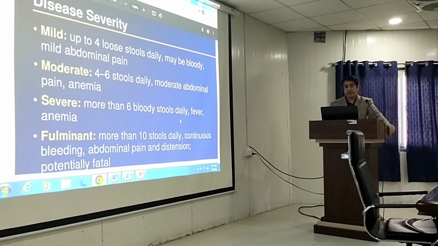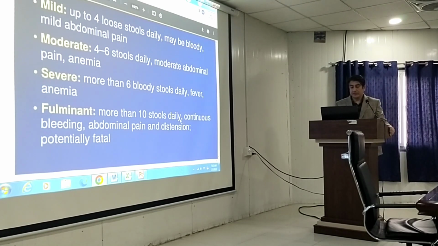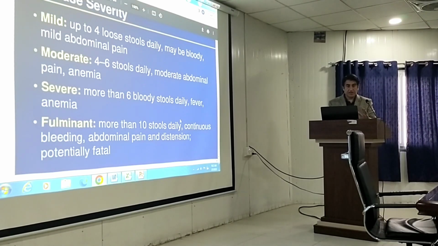In mild disease, there are up to 4 loose stools per day, which may be bloody, with mild abdominal pain. In moderate disease, the frequency is 4 to 6 stools daily, with moderate abdominal pain and anemia. In severe disease, the stool frequency is more than 6 bloody stools, along with fever, anemia and other features. Fulminant colitis is more than 10 stools per day, continuous bleeding, abdominal pain and distension, and is potentially fatal. This is the general classification practiced earlier, mild, moderate, severe and fulminant, according to the number of stools and rectal bleeding.